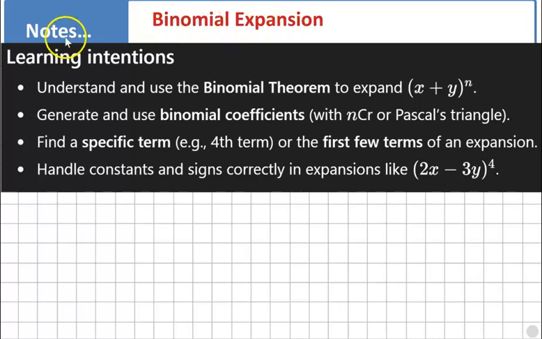Binomial expansion. Learning intentions. Understand and use the binomial theorem to expand (x + y)^n. Generate and use binomial coefficients with n choose r or Pascal's triangle. Find a specific term, for example the fourth term, or the first few terms of an expansion. Handle constants and signs correctly in expansions like (2x - 3y)^4.